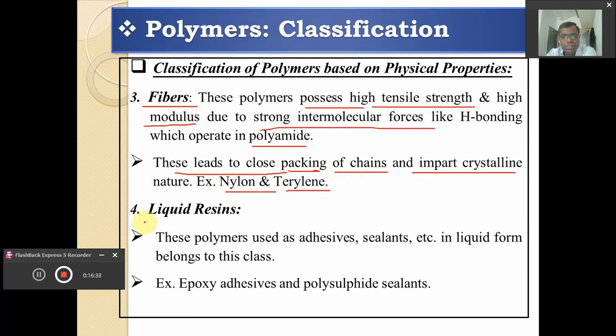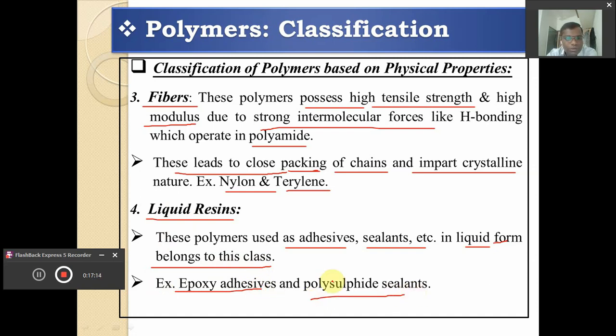The last and the fourth type of polymer based upon the physical properties is called liquid resins. This type of polymer is used as adhesives, sealants, etc. in liquid form. The example is Fevikwik. This is also one of the polymers, and adhesives, sealants, etc. belong to this class called liquid resins. Examples of this type of polymer are epoxy adhesives and polysulfide sealants.